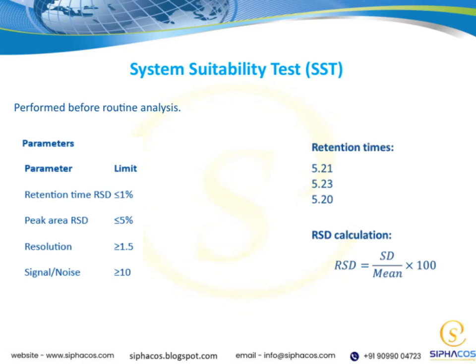Let's talk about the system suitability test, or SSD, which is a crucial part of our analytical process. We perform this test before starting any routine analysis to ensure that our system is working properly. It's like a quality check to make sure everything is in optimal condition. By doing this, we can confirm that the system's performance is consistent and reliable, which is vital for accurate results. Remember, the SSD helps us identify any issues early on, preventing errors in our actual sample analysis. Overall, it's an essential step to maintain the integrity of our data and uphold high standards in our analytical methods.